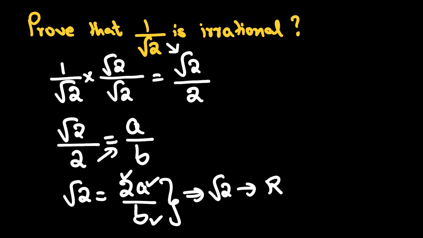But we know that root 2 is not rational. It is irrational. Hence, it contradicts our assumption that root 2 over 2 is rational. Therefore, root 2 over 2 is irrational, which implies that 1 over root 2 is also irrational. Hence, we have proved the question.